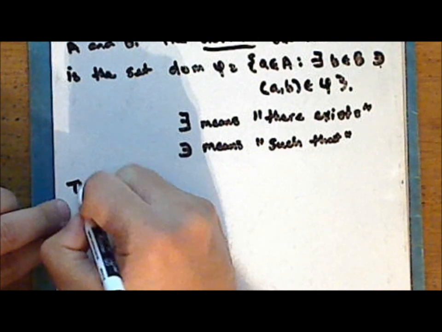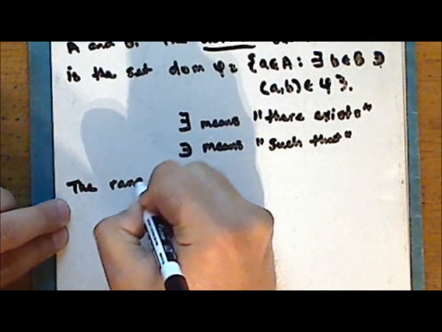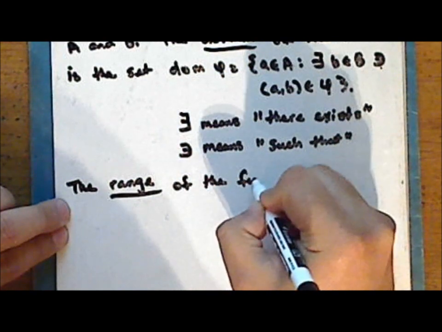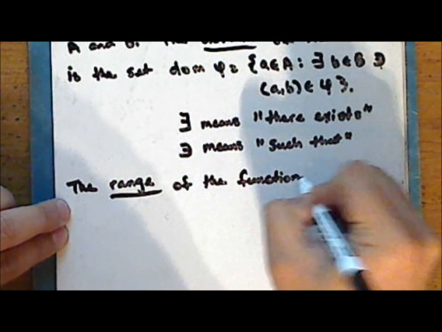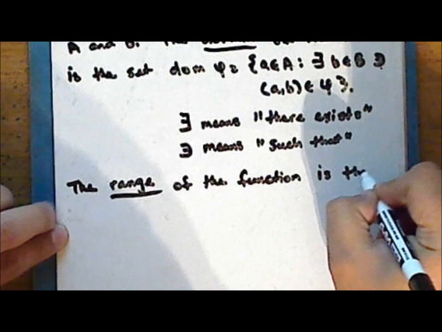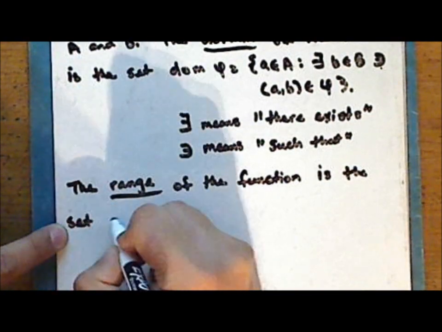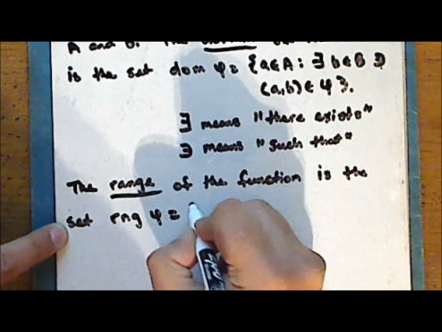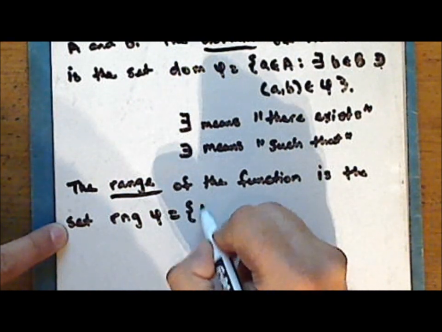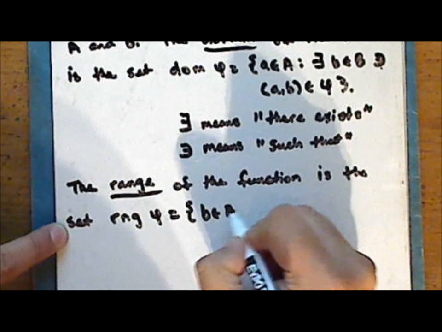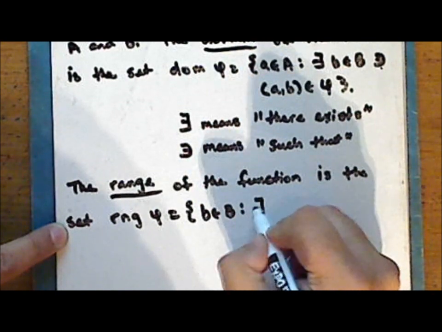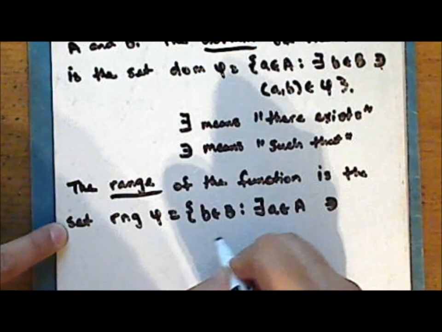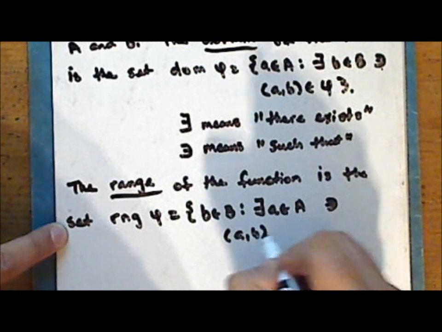The range of the function is the set that we denote RNG of phi, and this is the set of those elements in the second set for which there exists an element in the first set such that the ordered pair is in the function.